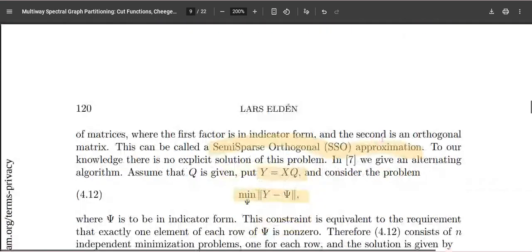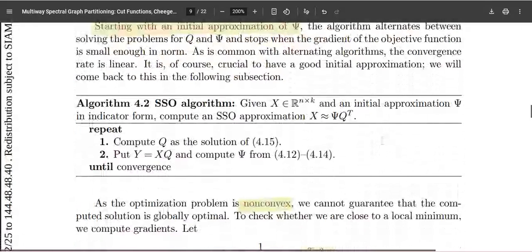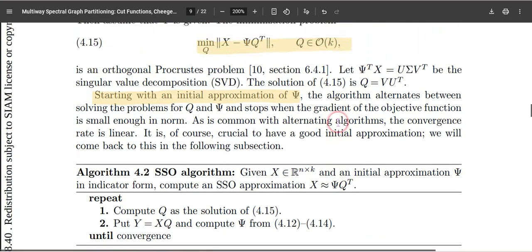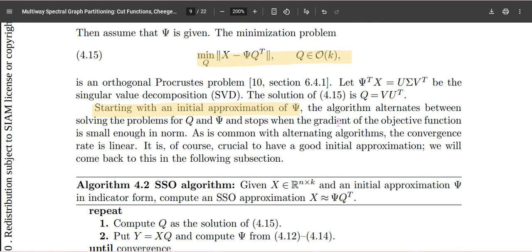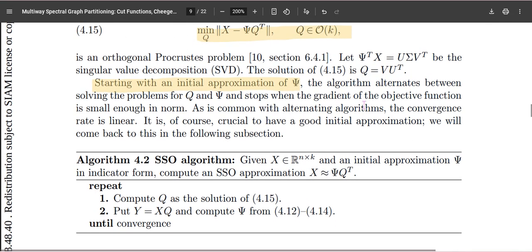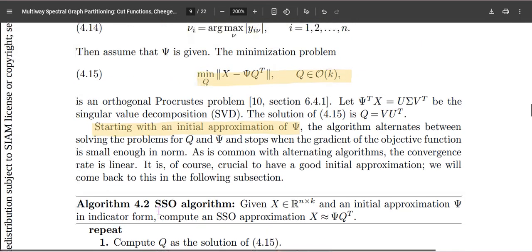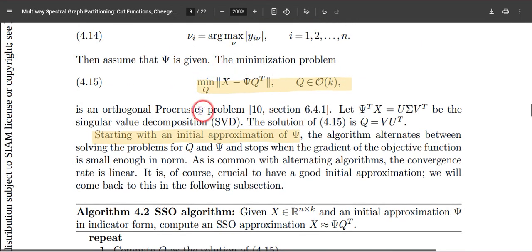So here 4.2 is something like an iterative part. We try to guess an indicator matrix. Once we guess the indicator matrix, we make a singular value decomposition of this, and then we try to identify the Q. Once we identify the Q, we identify the indicator form, let us call this Y. Then we continue until we reach convergence, which would be minimizing this norm.